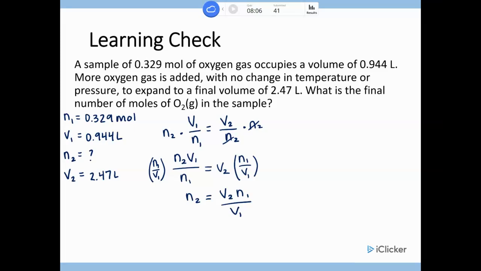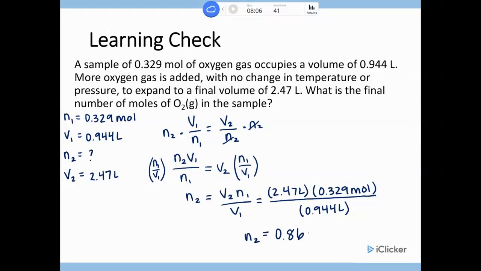And now we can plug in our values and solve for N2. So V2, 2.47 liters. N1, 0.329 mole. V1, 0.944 liters. So N2 is equal to 0.861 moles.